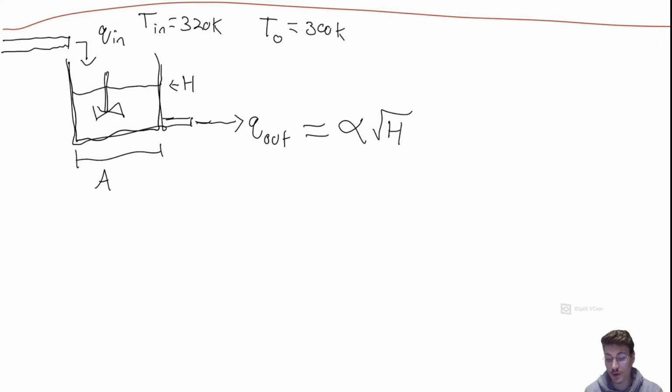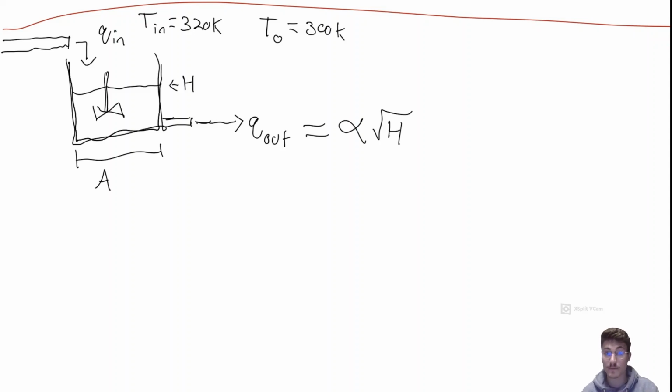The tank also has a flow rate going out represented by alpha times the square root of h. And then this tank has a cross-sectional area of A represented at the bottom and a height of h. And we're also going to see how the height changes with respect to time.